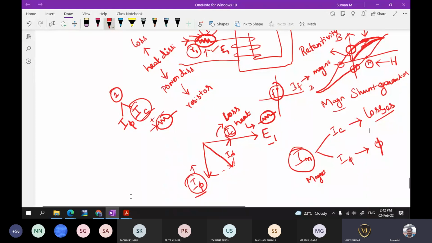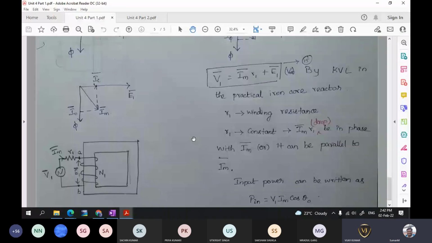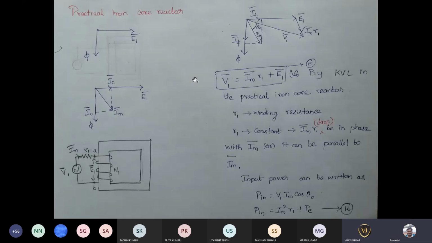So let us proceed further. Now this is for the current which is flowing through the resistive part. That resistive part will be in phase with the voltage, that is given here. Okay, now we'll go back.